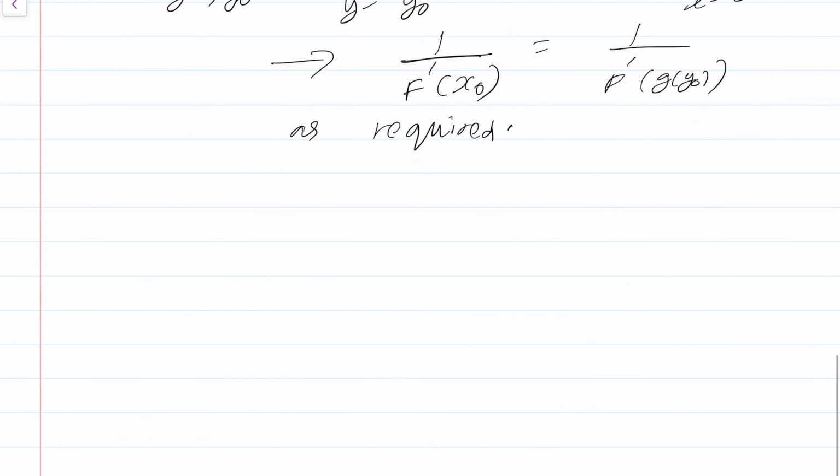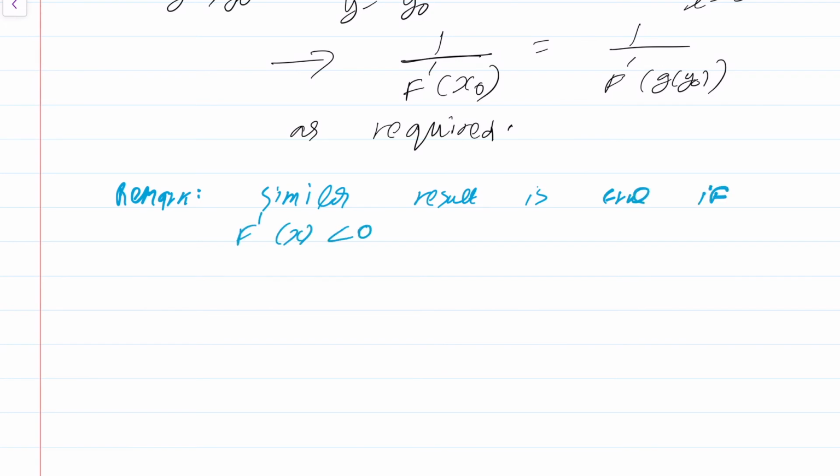Okay, so an immediate remark: a similar result is true if f prime of x is strictly less than 0 for all x in (a, b). So that means f will be a strictly decreasing function. Then I had left an exercise for you earlier to show that in this case the inverse of f actually exists, and the inverse of f is going to be continuous, and so on and so forth. It's exactly the same proof we'll go through.